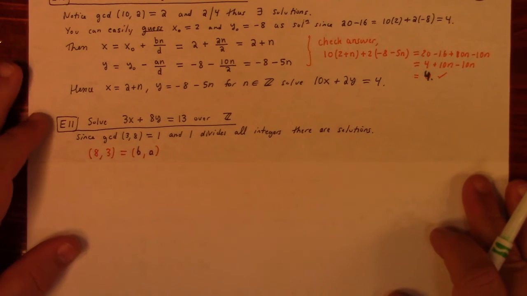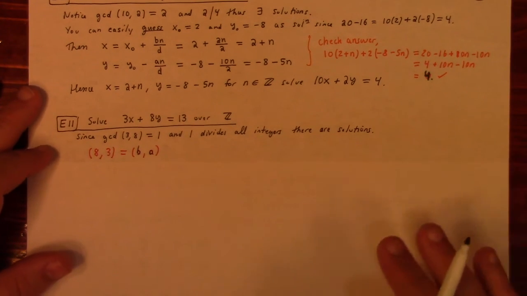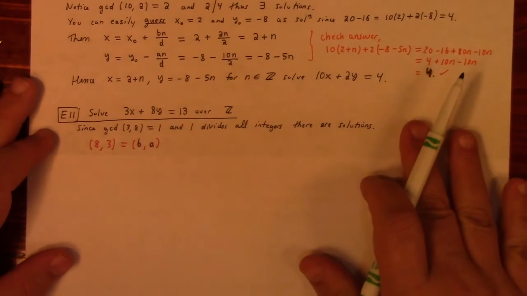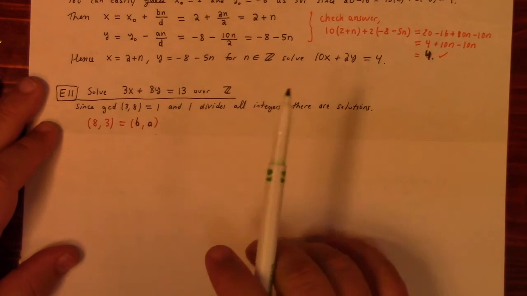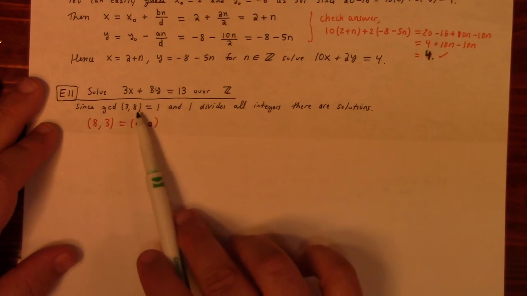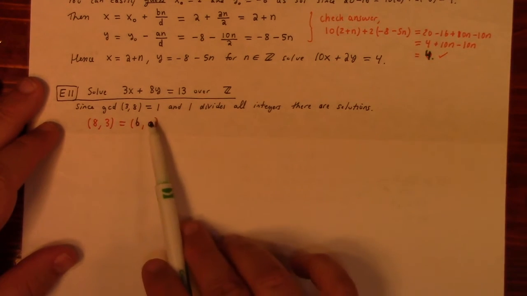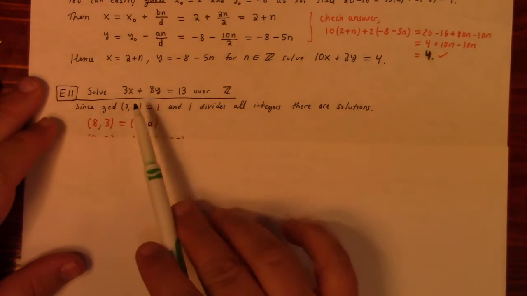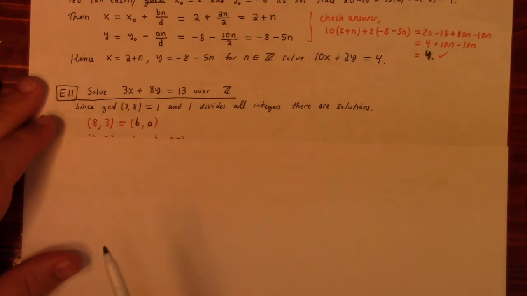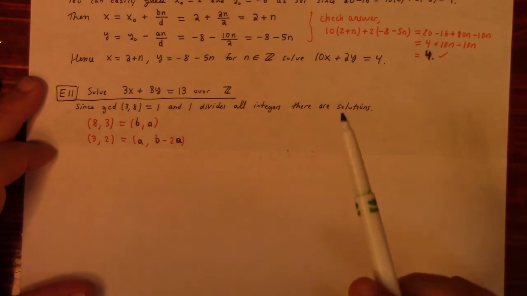3x plus 8y equals 13. Well, in this case, 3 and 8 are relatively prime, right? They're coprime. And so if that's the case, then surely they divide 13, right? If the coefficients are relatively prime, you can solve it. All right, that's just the case. And so this time, rather than guessing, I'm going to actually sort through the vector Euclidean algorithm.